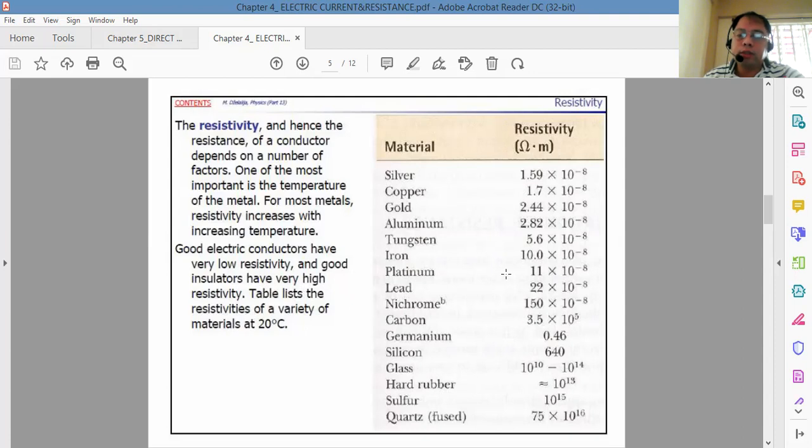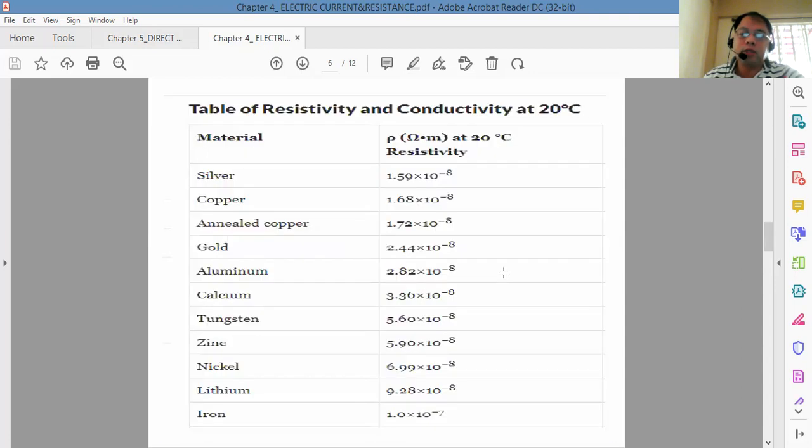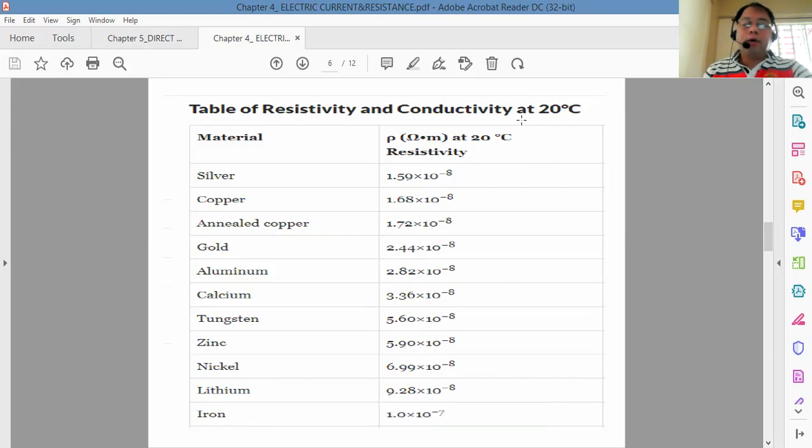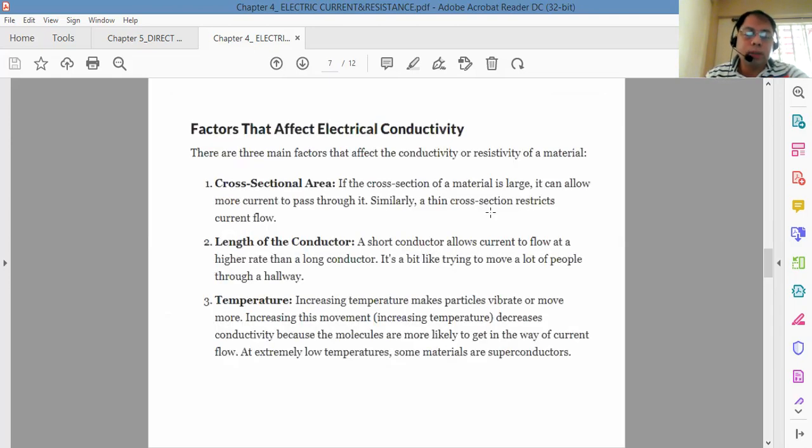So again, I'm talking about resistivity. Resistivity is also affected by temperature. So they are listed with a specific temperature of 20 degrees Celsius because at a different temperature, these resistivity numbers may change. So a factor that affects resistance is partly temperature.